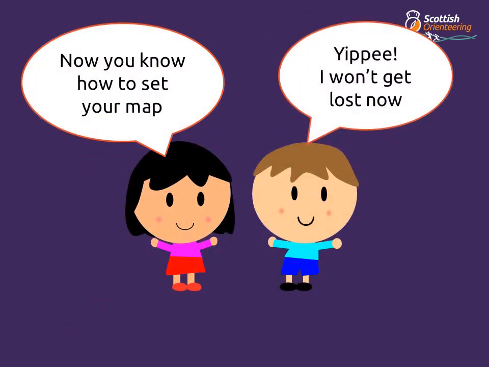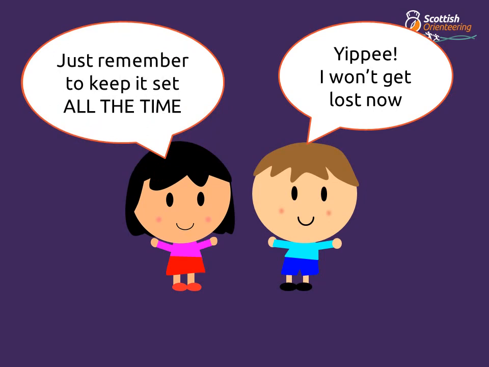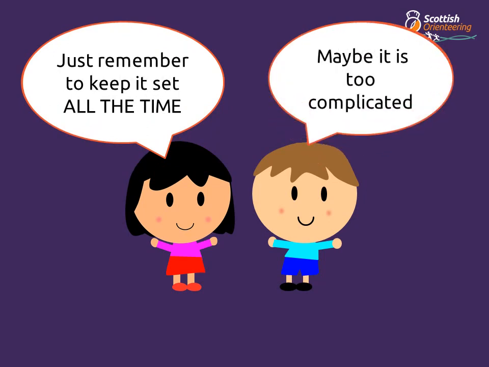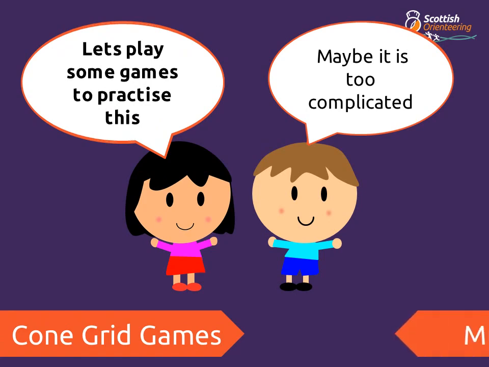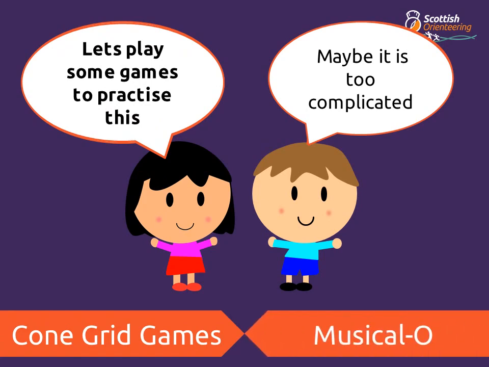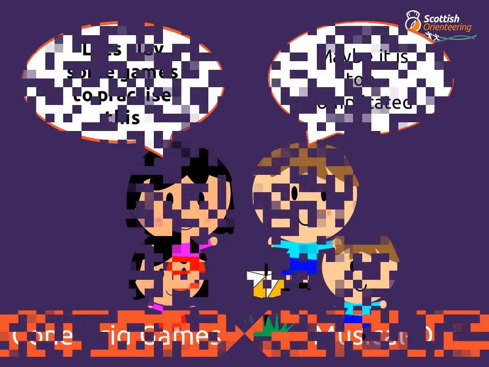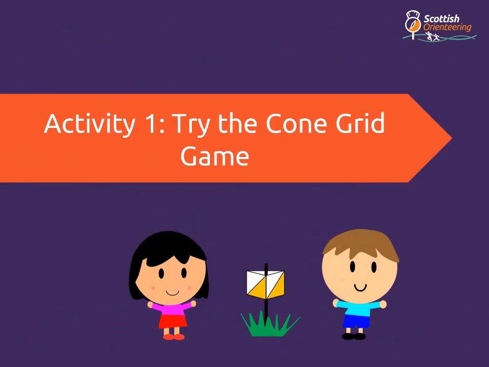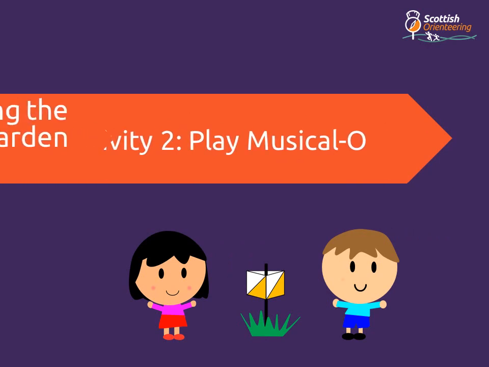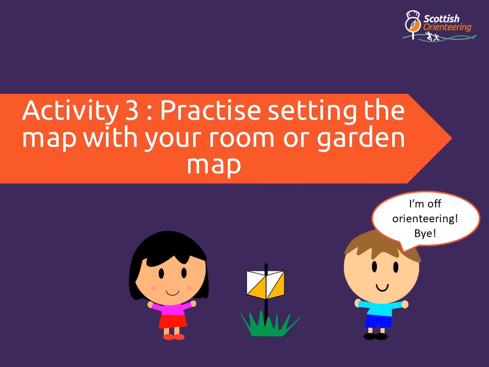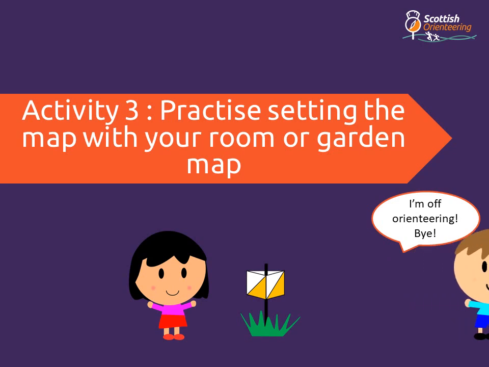Now you know about setting your map and remembering to keep it set. The best way to practice this is with some simple games you can play in the garden or playground. The first is a cone grid game and the second is musical orienteering. Now you can watch how to play both of these games and can try them before practicing keeping your garden or room map set as you undertake a course.